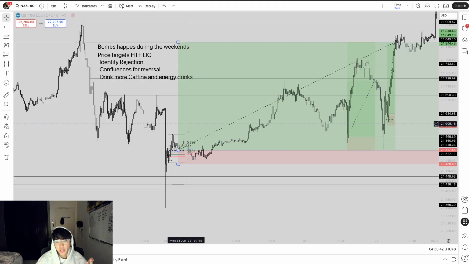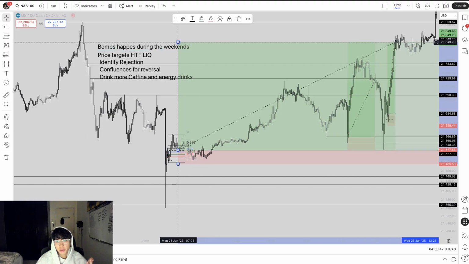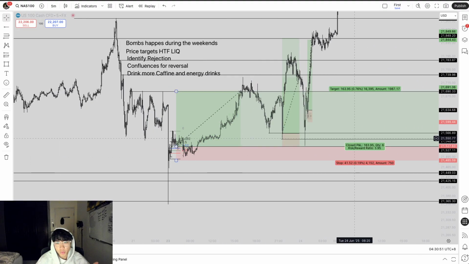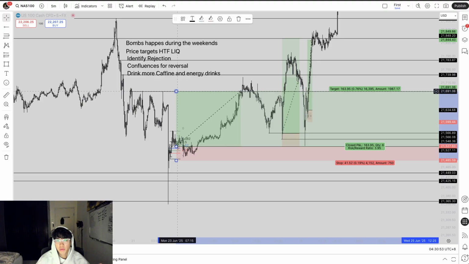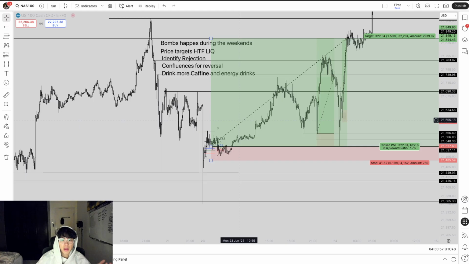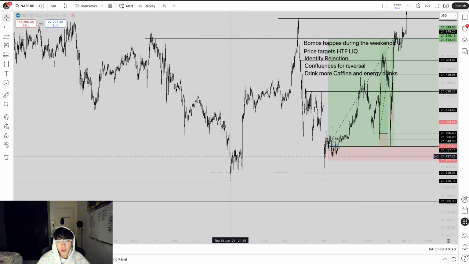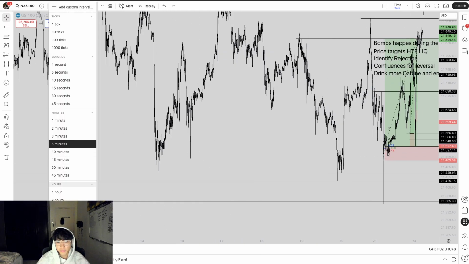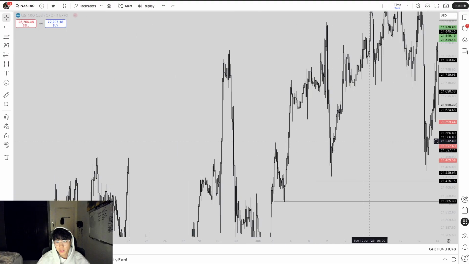So you could technically enter off this and catch this, and that would still be a very good RR trade. I think that would be a technical 1 to 4 trade. Very good. You could technically do that. But like I said, because price came down and swept these lows.